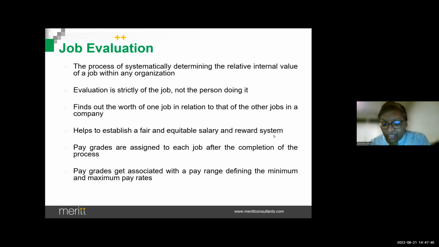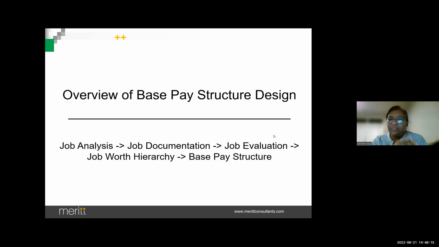Just to recap, job evaluation is a systematic process of determining the relative worth of jobs in an organization, and this is strictly of the job and not of a person. When we are doing job evaluation, we are not evaluating the people doing the jobs, we are evaluating the jobs. As I said, it starts off with the job description, and the document we use for job evaluation is the job description.